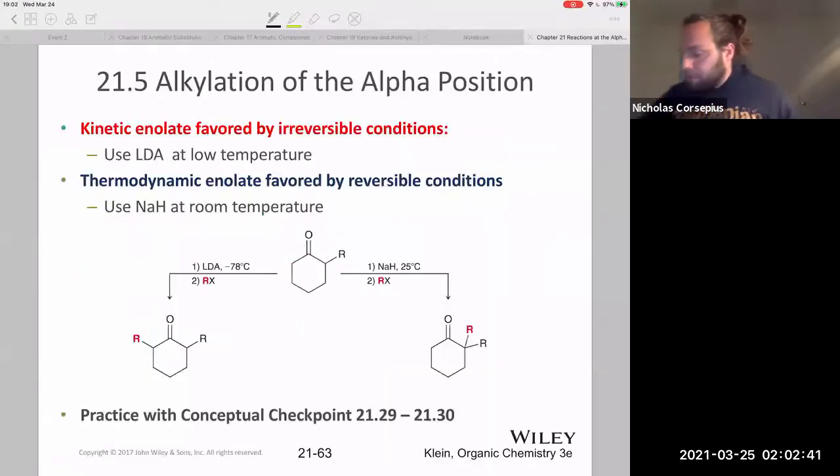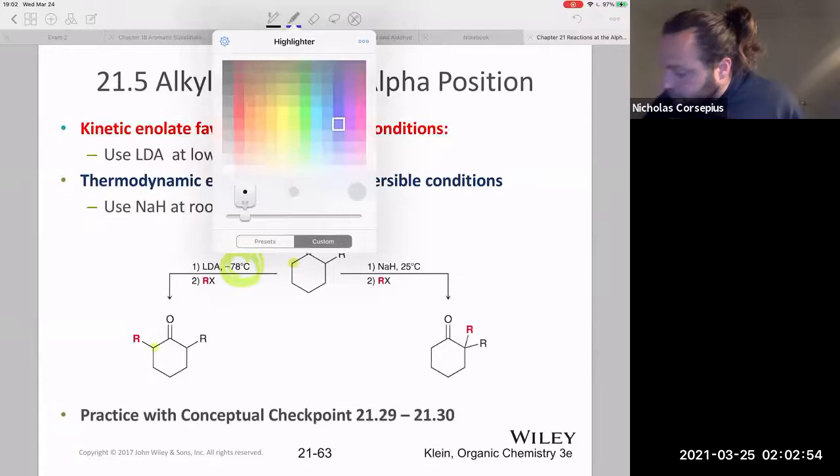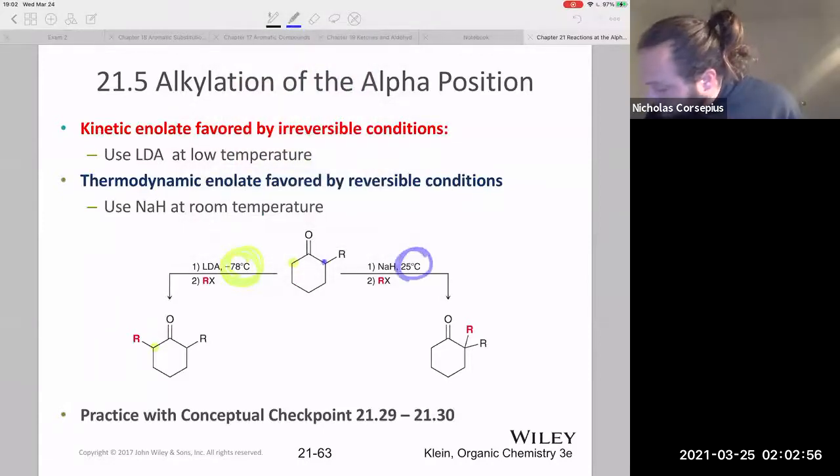Okay, so that means that depending on the temperature, we'll get substitution at different locations, right? At lower temperatures, we'll get substitution on the less highly substituted carbon. And at higher temperatures, we get substitution on the more highly substituted carbon. Okay, so the temperature that you carry these reactions out at will dictate which alpha carbon the incoming reagent goes to.